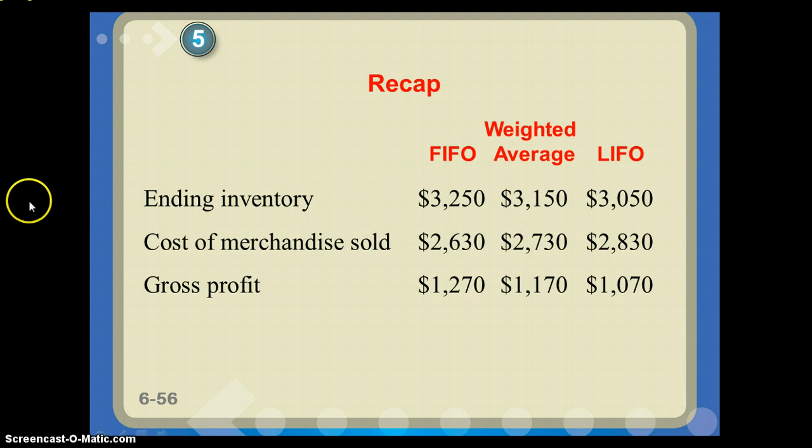So here's a recap. Our ending inventory valuation, cost of merchandise sold, and gross profit are going to change depending on the method used. The ending inventory is valued differently at each of the three methods. You'll notice in this case, and this is not always the case, but it depends on what the purchase values were. In this case, FIFO gave us the largest valuation of ending inventory, and LIFO gave us the smallest. So then FIFO is going to give us the largest gross profit because the ending inventory is valued higher, and our LIFO is going to give us a smaller gross profit. These are the effects on the income statement of the valuation of the inventory.